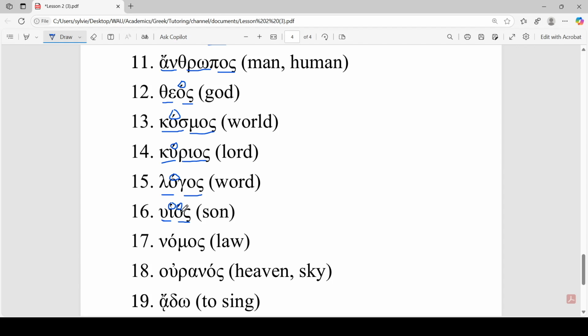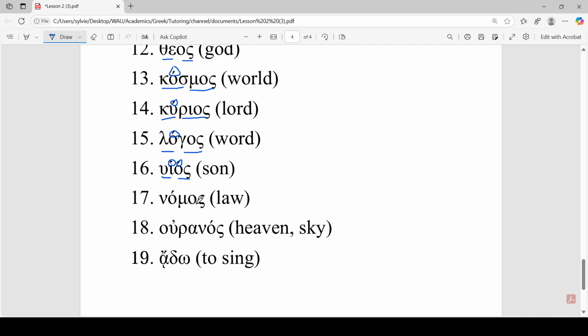So what would be the right pronunciation? Listen to me. Pay attention to the pronunciation. It's gonna be huios, huios, huios. So always make sure that you have this vocal H sound. So it's huios. Okay, so that's the right pronunciation of this word.